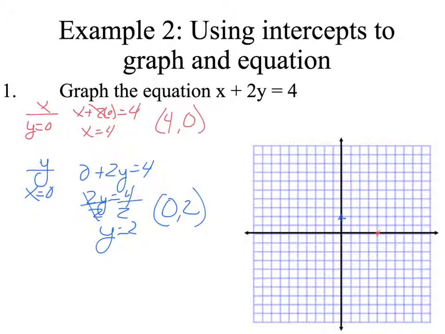Basically, now to graph it, all you're going to do is take those two and connect the two dots. Remember that you do want to extend your line past those two dots, but the two dots are what gives you the general overview of where that line should be.